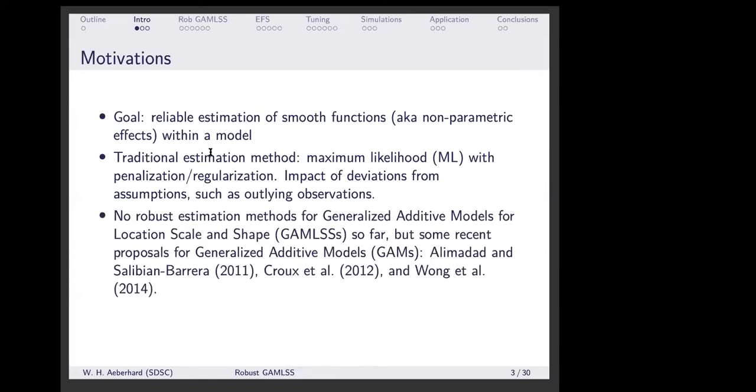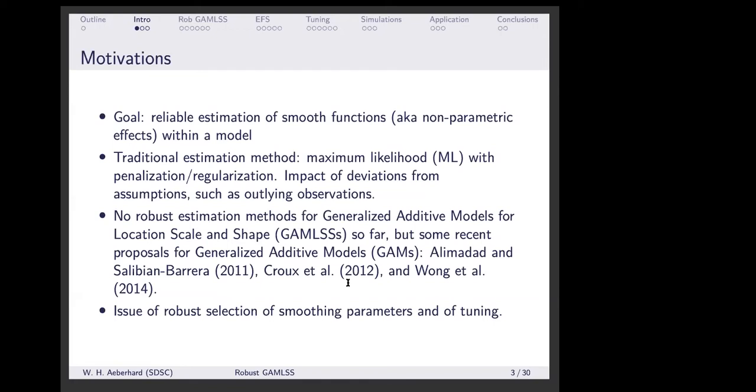For the class of GAMLSS, there is no robust estimating method as far as we know. But there are quite a few that have been proposed in the last 10 years or so for the narrower class of GAMs, generalized additive models. I'm citing here 3 papers, which are the 3 main methods I will compare our method to in a simulation study later on.